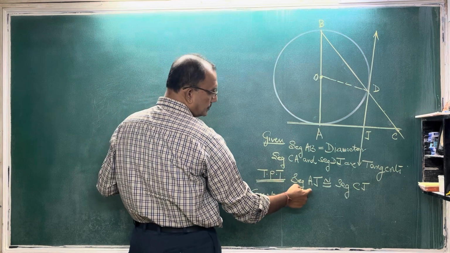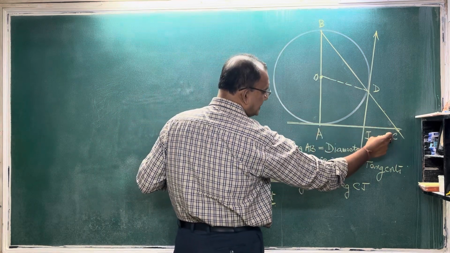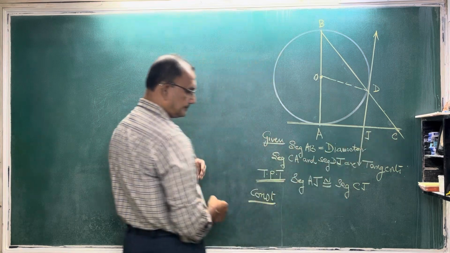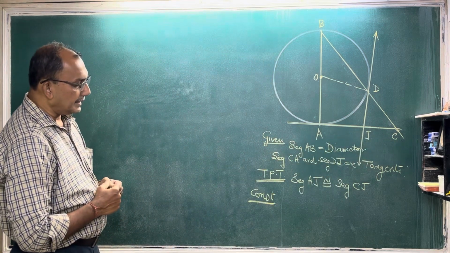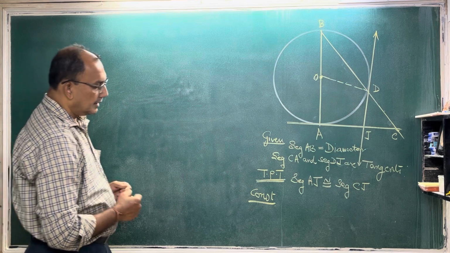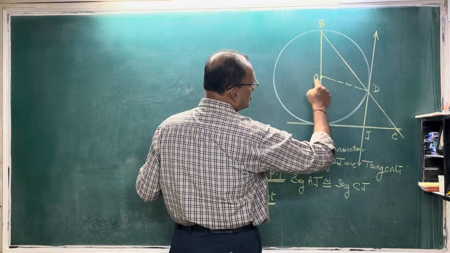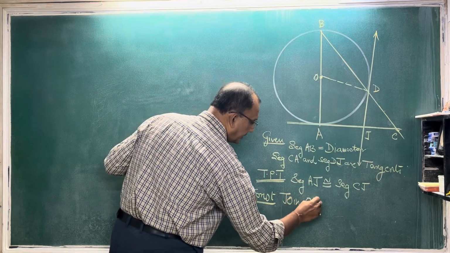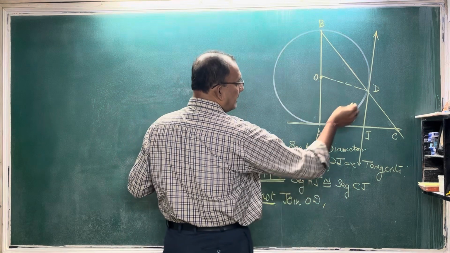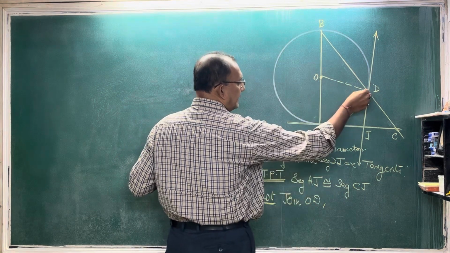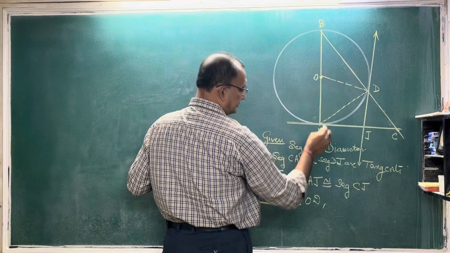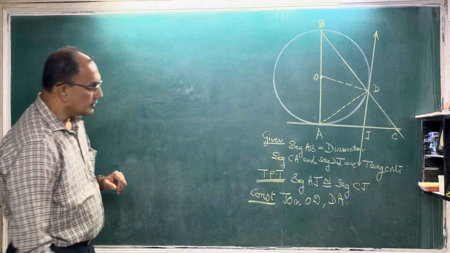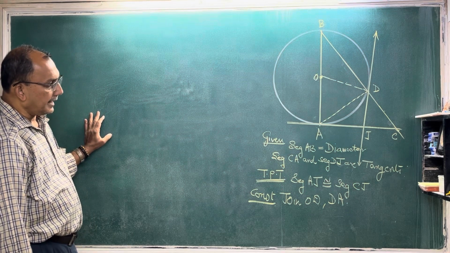We are supposed to prove AJ is equal to CJ. Segment AJ is equal to segment CJ. For this, we'll need some construction part. First construction is OD, you have to join. So I'll write here: join OD, comma. We have to join even DA. So we are joining OD and DA.